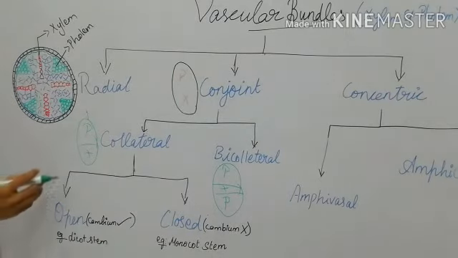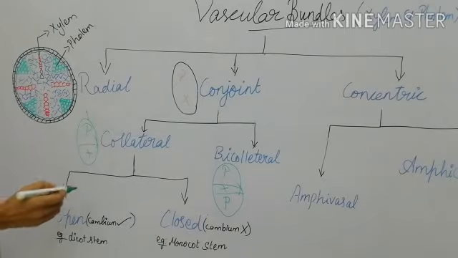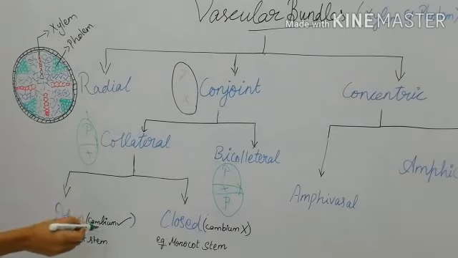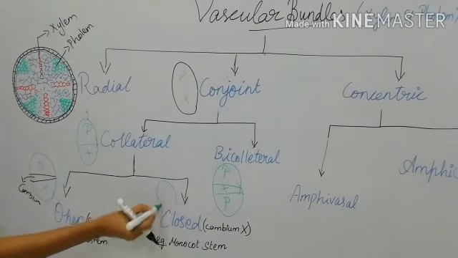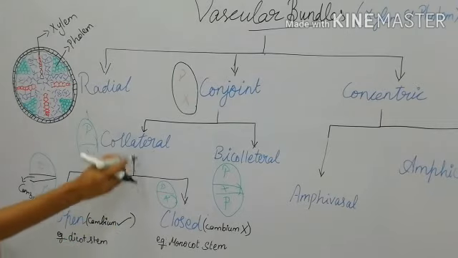And this collateral is again classified into two types based on the presence or absence of cambium. It will be similar to the collateral, but the only difference is whether the cambium is present or not. So if the cambium is present, it is known as open. So here this is the xylem and phloem. In between these, the cambium is present, hence it is known as open. And the example is dicot stem. And here this is the phloem and the xylem. In between there is no cambium, that is known as closed. It will be similar to the collateral.